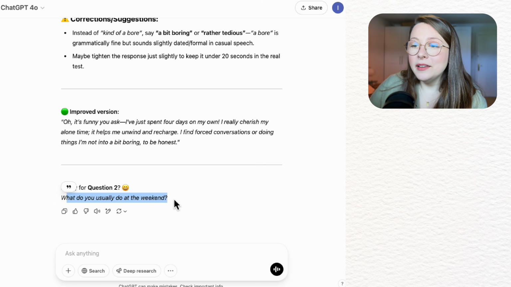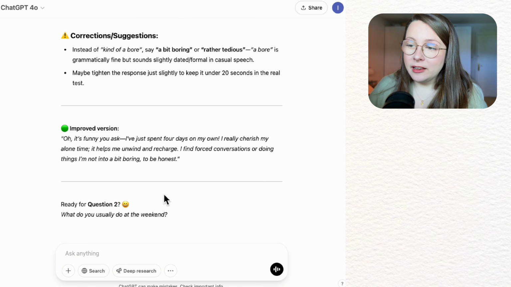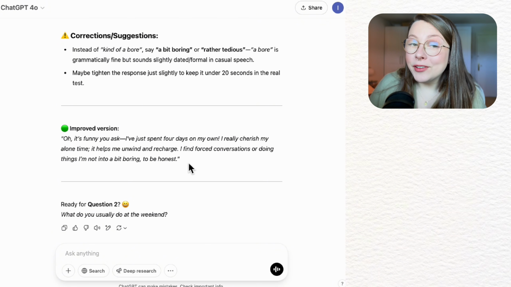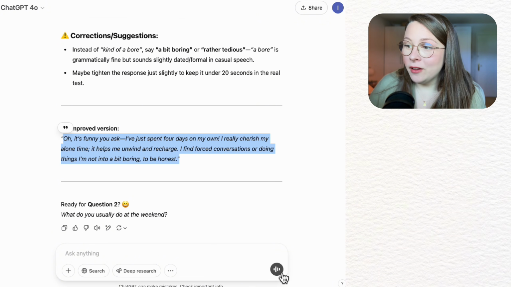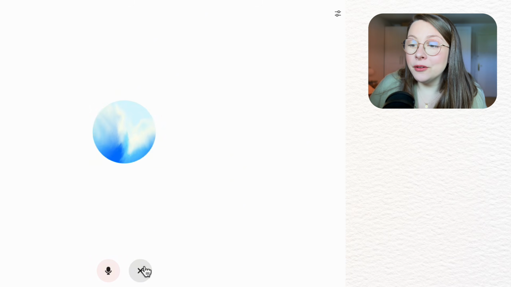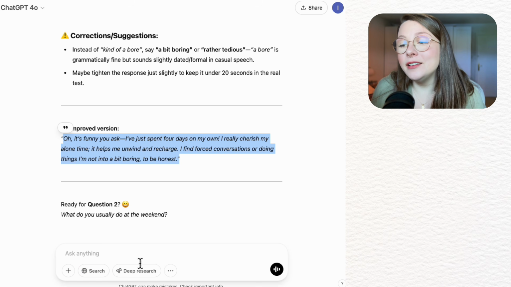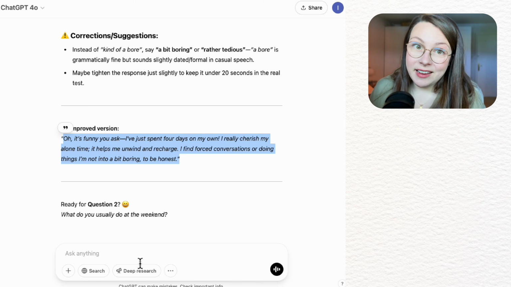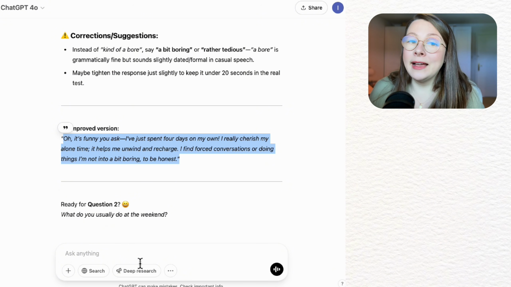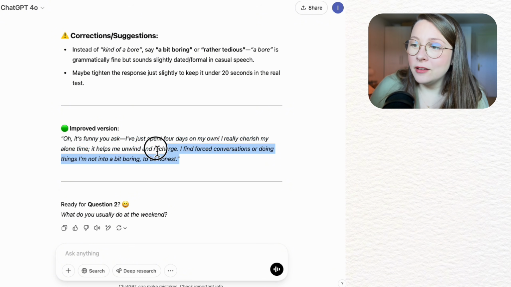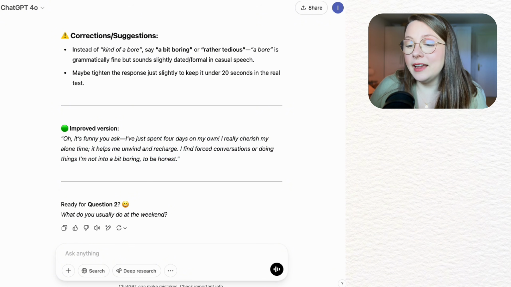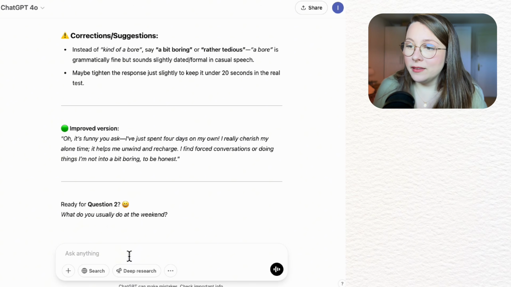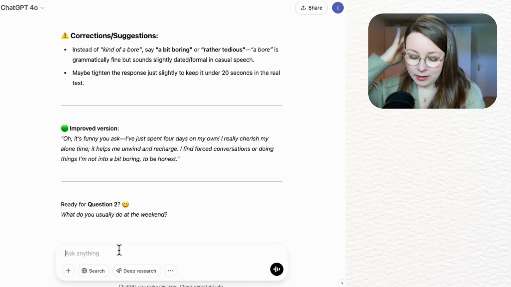Now let's look at question 2. What do you usually do at the weekend? The great thing about ChatGPT is if you're feeling brave, instead of typing your answer, you can actually use the microphone and say your answer into ChatGPT. It will put into text what you've said and it will analyze your speaking answer, not just your answer as a text. So why don't we try with the second question? What do you usually do at the weekend?